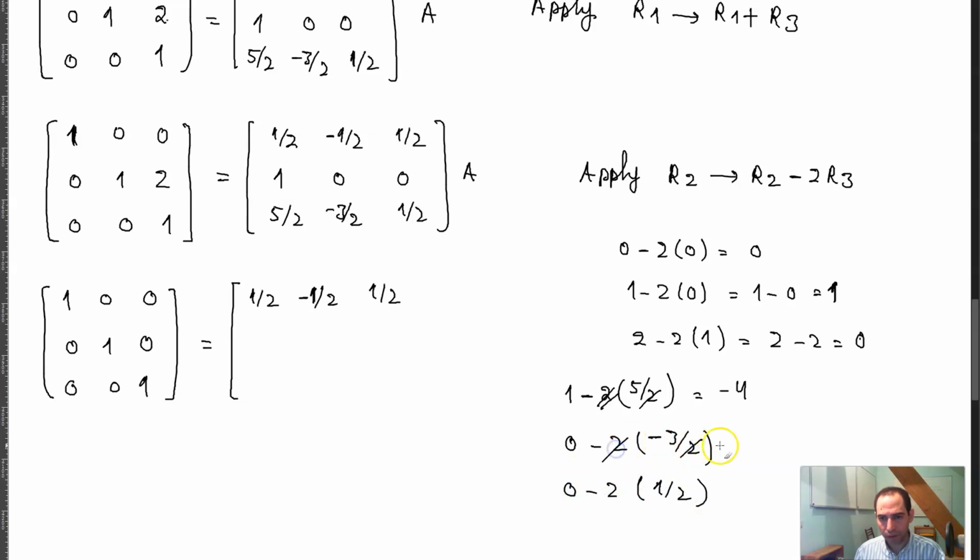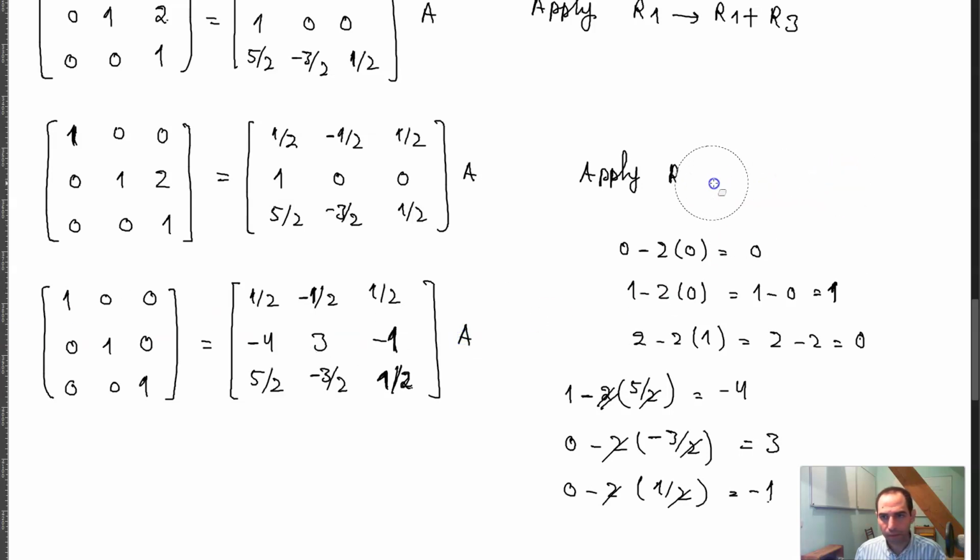So these two will be cancelled out. You have a positive 3 here, and then you have 2 and 2 cancelled out. You have a negative 1 here. So you have 4, negative 4, 3, negative 1. And then the third row remains the same. 5 halves, negative 3 halves, and 1 half. And times A. I'm sorry.